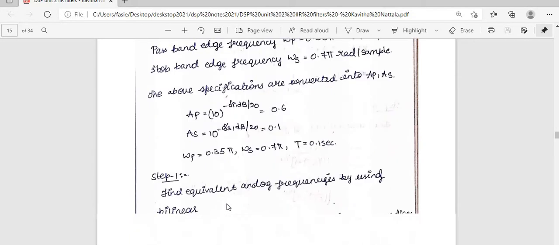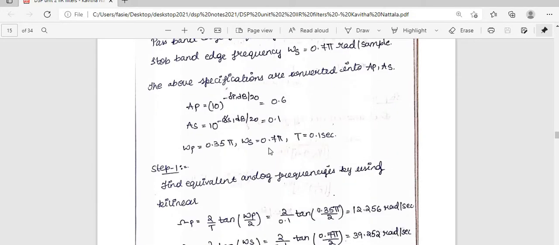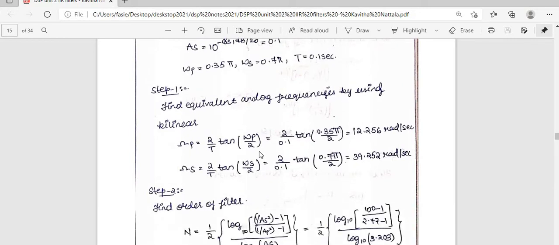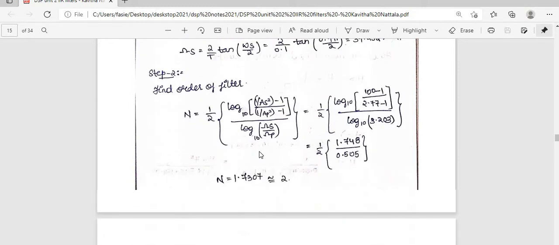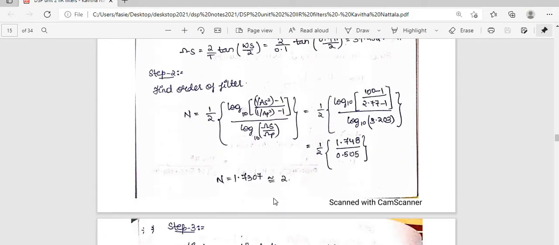Next, omega p and omega s are in radians per sample. We have to write them in radians per second, so this is the formula for that, and we wrote it in terms of radians per second. Similarly, the second step is to find n. We substituted all the values and got it as greater than or equal to 1.707. It is not just equal to, it is greater than or equal to. Whatever value we have should be greater than or equal to the given factor.